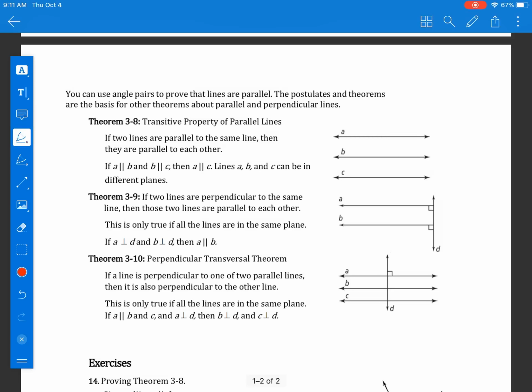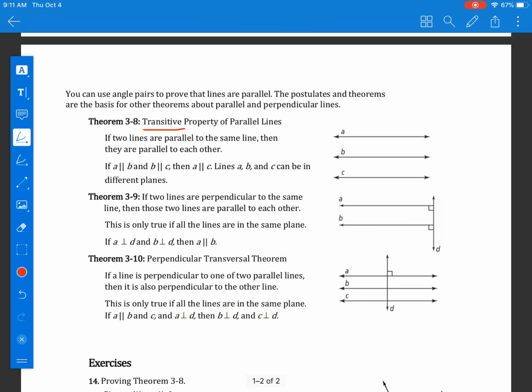So theorem 3-8 is the transitive property of parallel lines. Okay, remember transitive allows me to say if A equals B and B equals C, then A equals C. So we're just doing that with actual parallel lines. So if two lines are parallel to the same line, then they are parallel to each other. Makes logical sense, hopefully. Okay, if we drew these out on a coordinate plane, we'd be able to show that all of the lines would have the same slope, so they would never intersect.